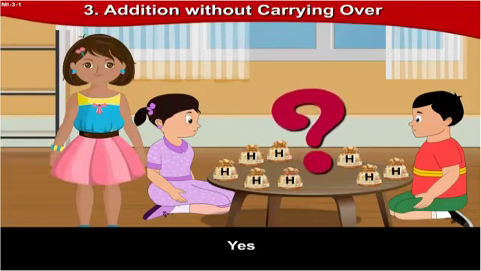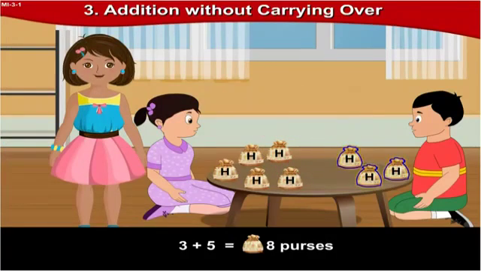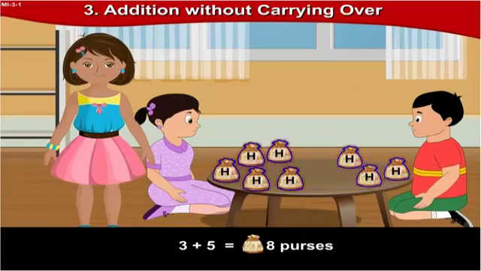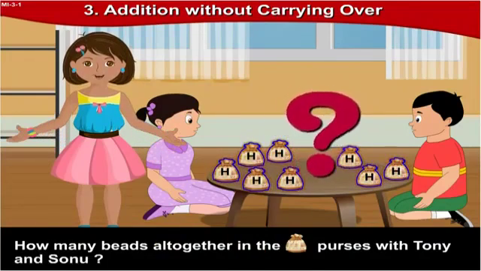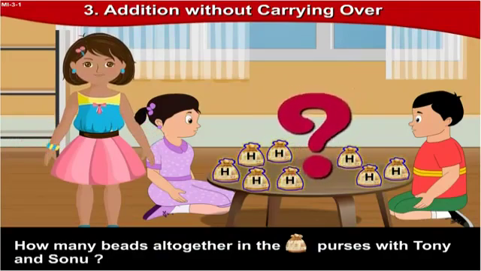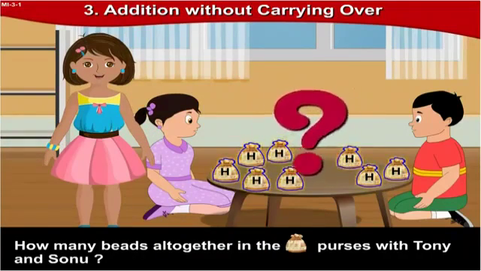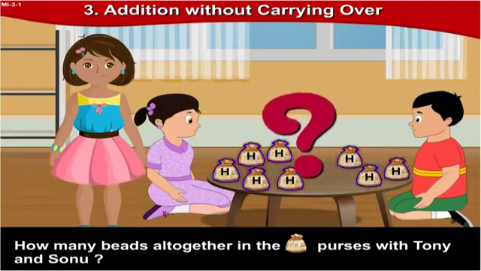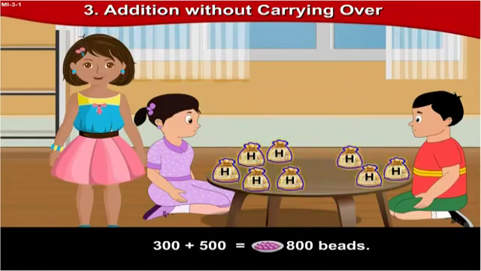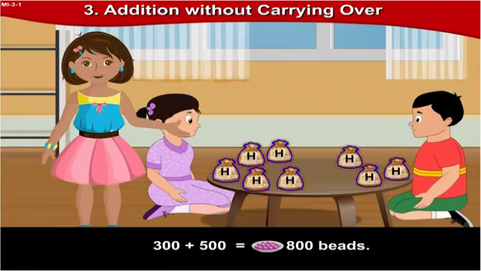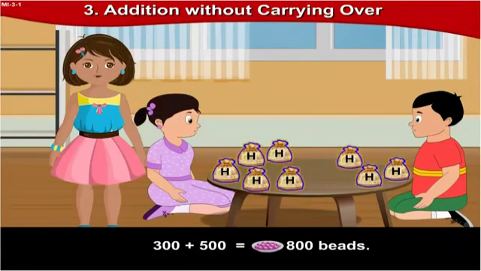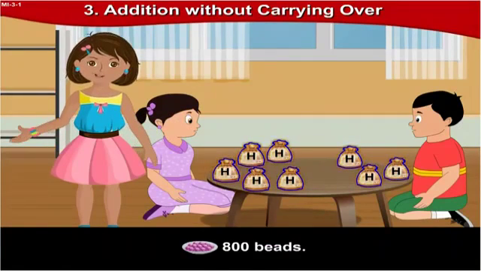Yes, 3 plus 5, 8 purses. How many beads altogether in the purses with Tony and Sonu? Well, that would be 300 plus 500. So it is 800 beads. So you will write 800.